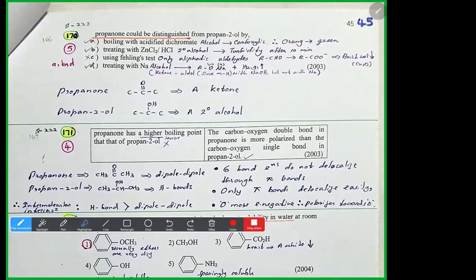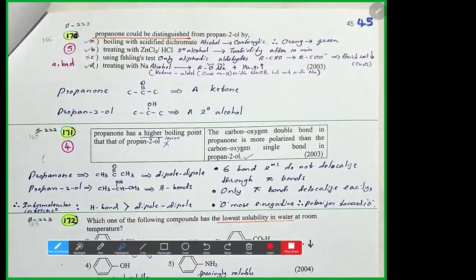171. Propanone has a lower boiling point than propan-2-ol. Propanone has dipole interactions, propan-2-ol has hydrogen bonds. Hydrogen bonds are stronger, so the higher boiling point goes to propan-2-ol. Hydrogen bonds are stronger than dipole interactions. The carbon-oxygen double bond in propanone is more polarized than the carbon-oxygen single bond in propan-2-ol. Yeah, this is more polarized than this.